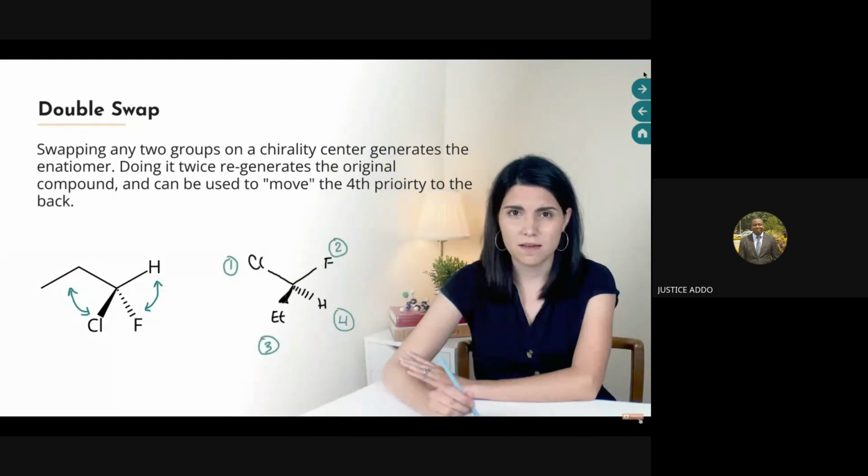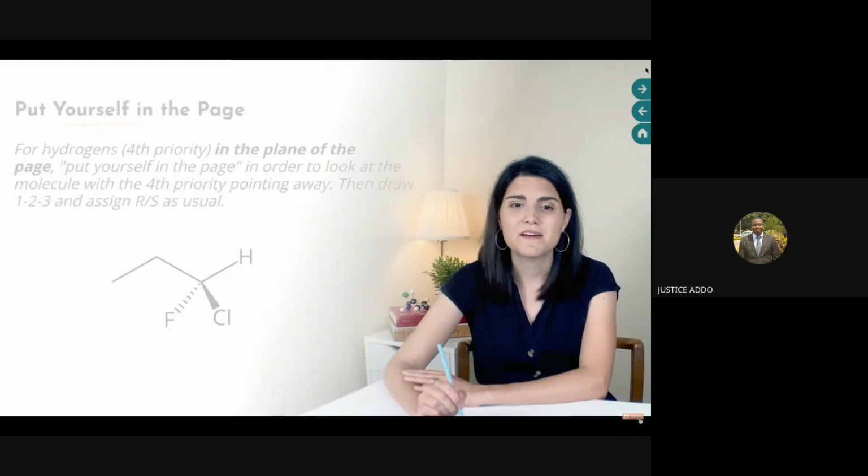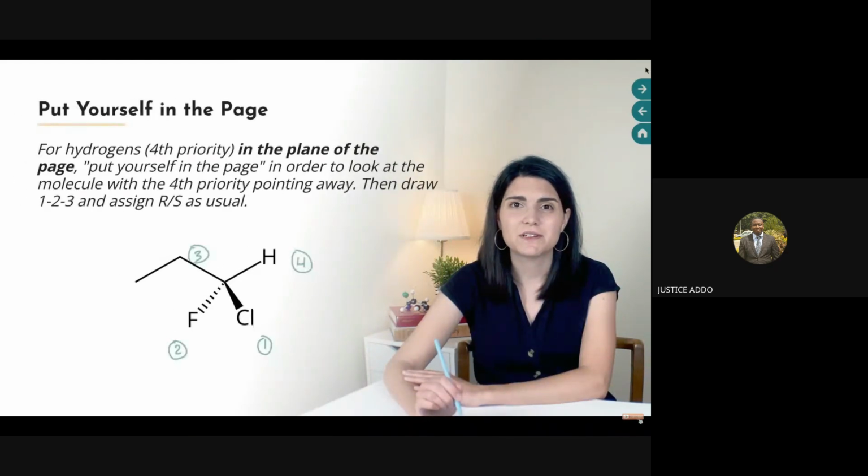And now to assign that configuration, chlorine would be number 1, fluorine 2, and ethyl 3. And so this chirality center has the R configuration. This is my favorite method to use when you have a hydrogen or a fourth priority group that is in the plane of the page.